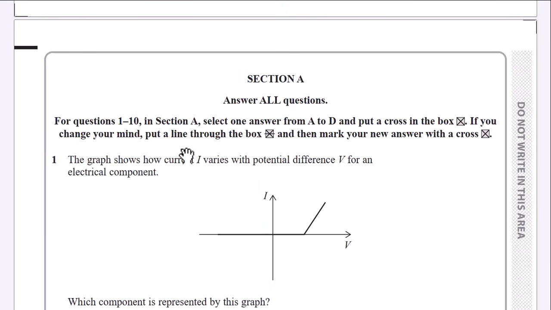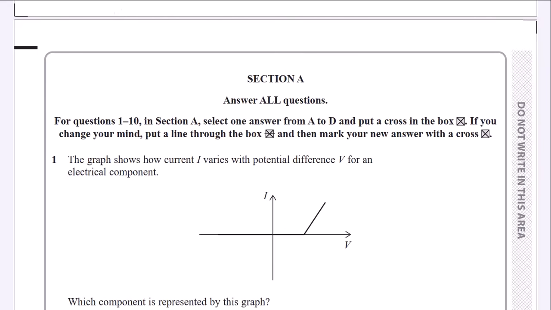So I already solved this paper in my class, and what I've noticed was this time around, the MCQs were very straightforward and easy, except for 1 and 2. So let's start. The graph shows how current I varies with potential difference V for an electrical component. The moment you look at this graph, it should be fairly obvious that it is for a diode.